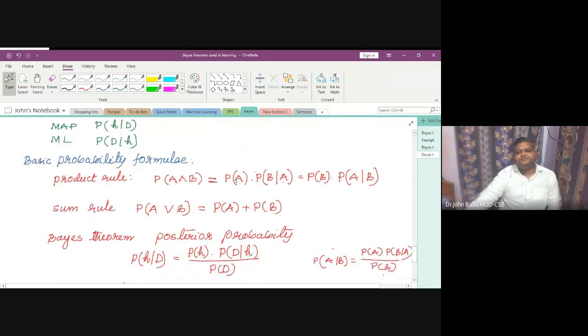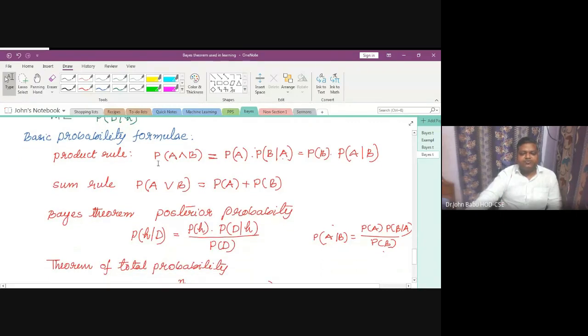And then we have seen some basic probability formulae. When we want to find the probability of A and B together, then it is probability of A into probability of B given A, which is the same as probability of B and probability of A given B. At the same time, you should remember probability of A given B is not the same as probability of B given A. They are not the same, they are different.